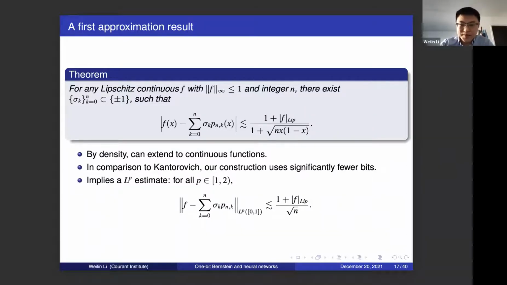Okay, so, I mean, I don't know, but from my perspective, I feel like this is a very surprising result that you can do this, because, by density, you would be able to show that on a subinterval, every continuous function can be approximated by a plus minus 1 linear combination of Bernstein polynomials.